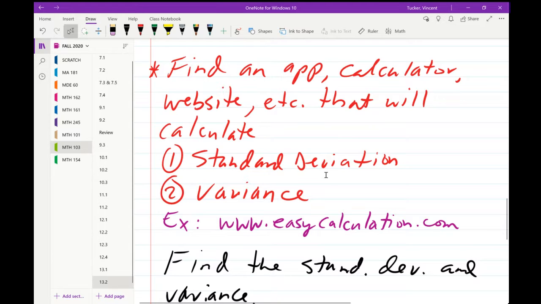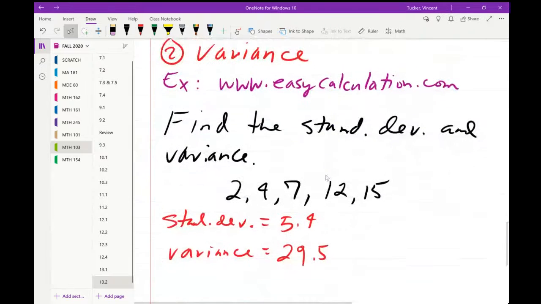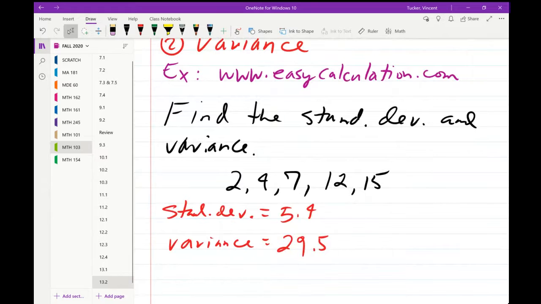I'm not asking you to spend any more money. There's a whole bunch of free stuff out there that you can use. So it's not about the calculation of these two things, but the application, which is what we'll get into soon. All right. So find the standard deviation and variance if we have 2, 4, 7, 12, and 15. So let me share this screen.